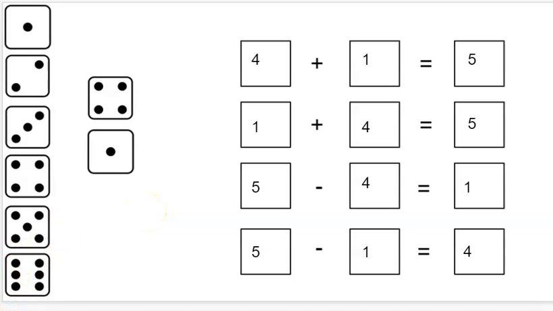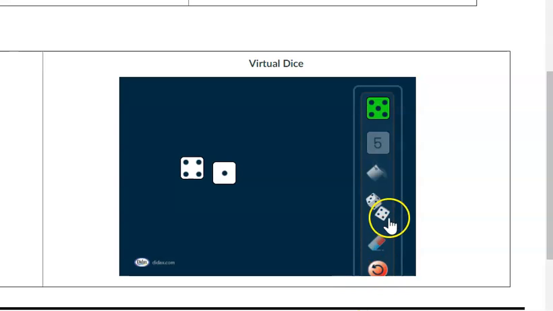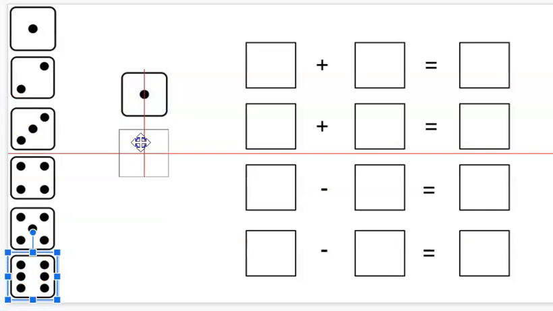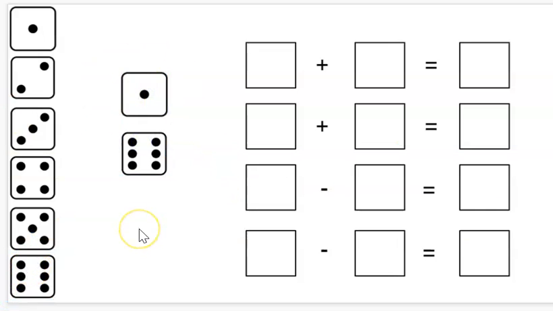Let's do one more. I'm going to go back to my dice and roll it. Let's see if we get something besides 4s. Let's see. Okay, you ready? Let's go back. So I rolled a 1 and a 6. Can you help me write an addition equation?